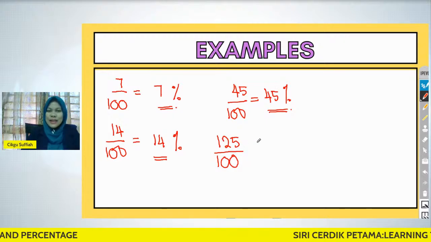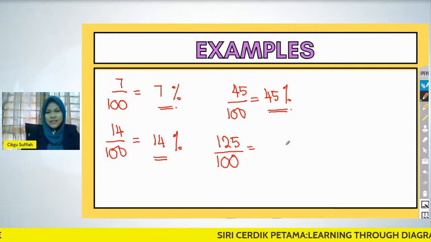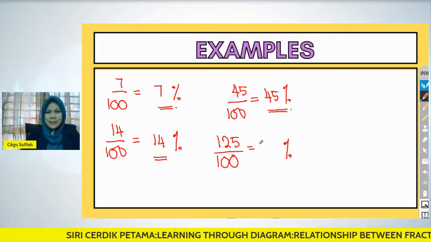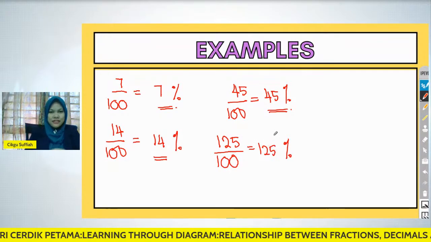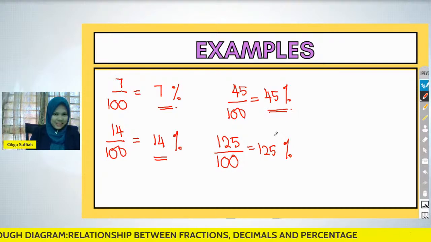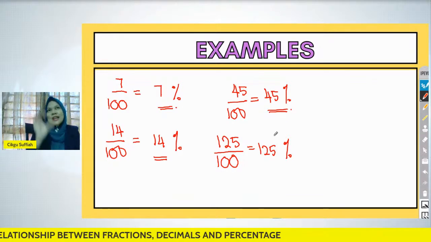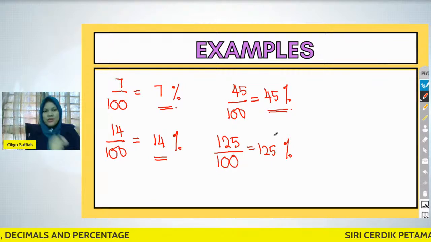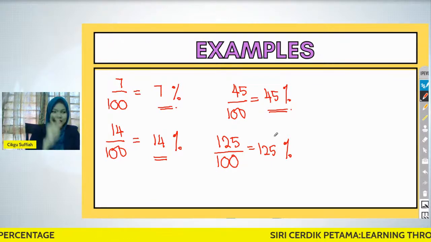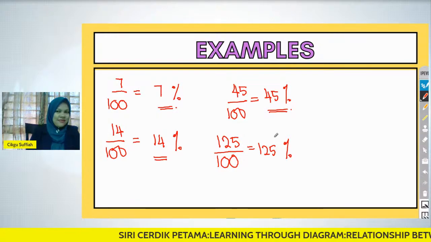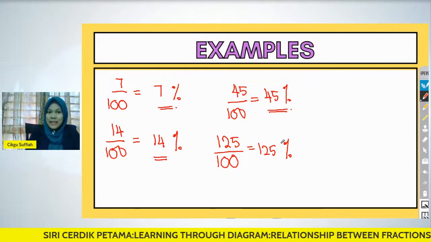Good. Whenever you see the "per 100", don't be afraid. Just put the percent and put 125. See? Don't be afraid, okay? Just as long as you know that percent is equal to per 100. That is the first basic thing that you need to know. Right? So are you still with me?